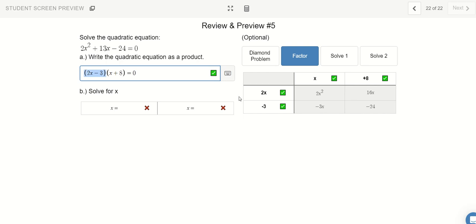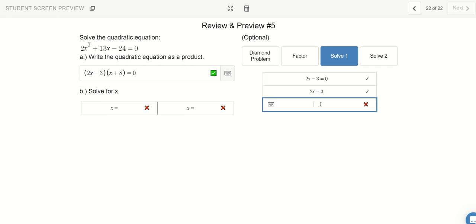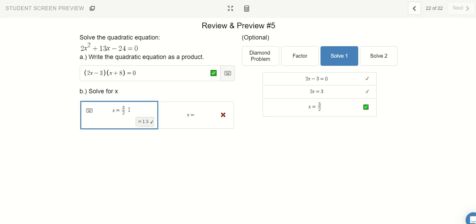Again, I need to turn the left part to 0 to turn the whole thing to 0. So 2x minus 3 has to equal 0. Once that's 0, the whole thing is going to be 0. Let's see, plus 3 to both sides. Divide by 2 on both sides. So x equals 3 over 2. Right, and here I can see if I plug in negative 8, it's going to turn the right half to 0. So x is going to be negative 8.